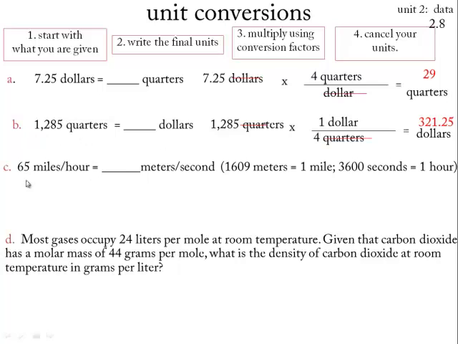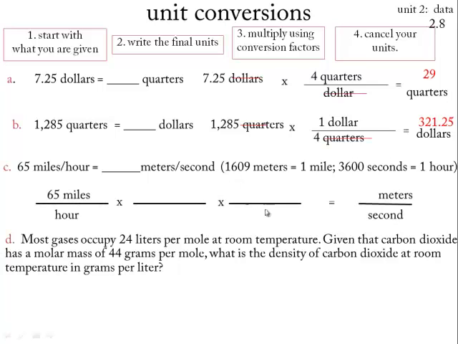Now here's one that's tough to estimate. 65 miles an hour, that's highway speed. How many meters per second is that? I don't know. So we have to just set it up. What are you given? 65 miles an hour. Where are you going? To meters per second. How many steps is it? Well, probably 2, right? Because we're going from miles to meters and hours to seconds.